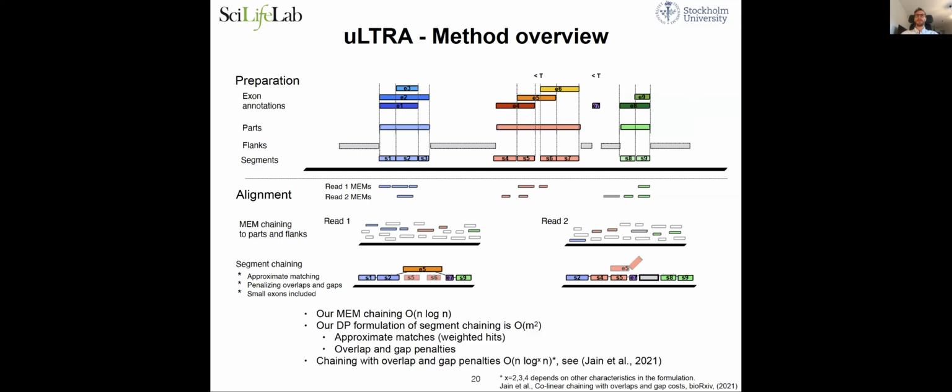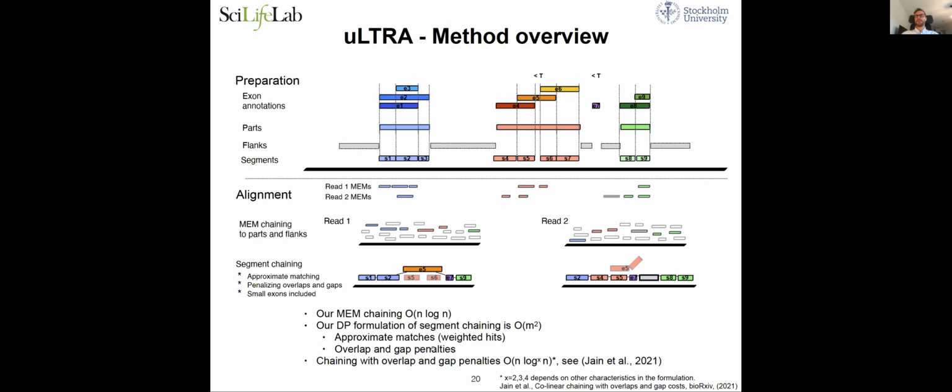I want to mention a little bit about the time complexity here. So our MEM chaining is solved in n log n, where n is the number of MEMs. But for our segment chaining here, we did not get away with anything subquadratic. So it's quadratic in terms of M, where M is the number of either segments or exons in the solution. And it wasn't trivial to solve this because we require weighted hits and also overlap and gap penalties.